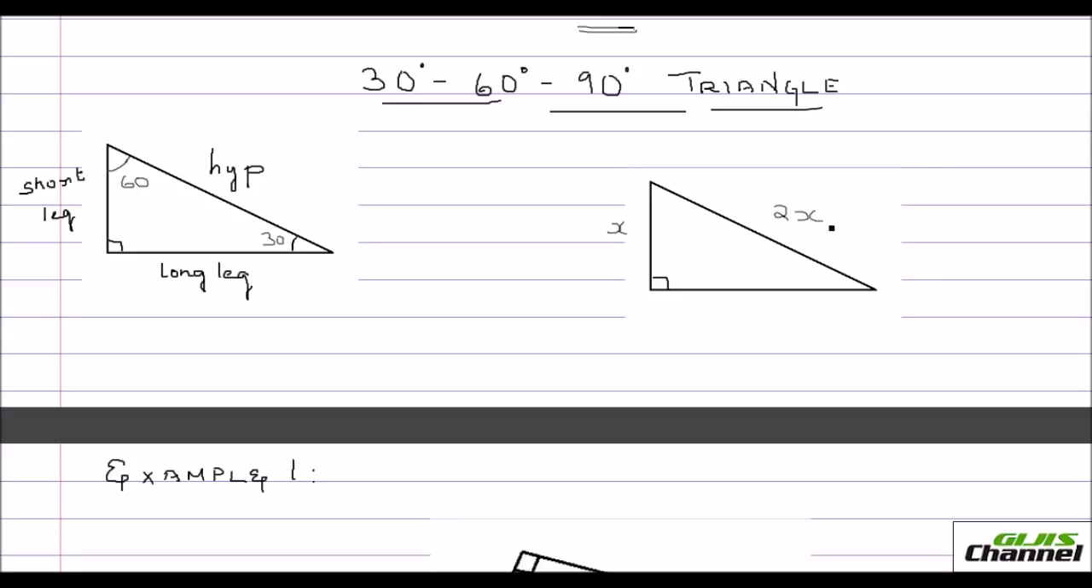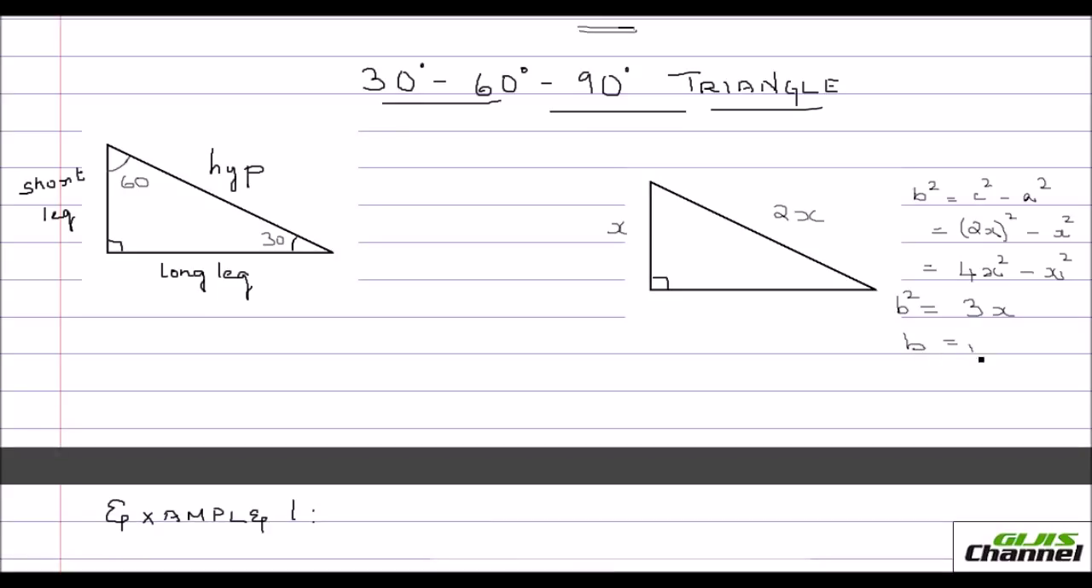So that would be 2x. And the third side, of course, you can find using the Pythagorean formula. So that is going to be b square is equal to c square minus a square, right? This c square is 2x the whole square, and your a square is x square. So that's going to be 4x square minus x square, which is 3x square. So your b square is 3x square, and hence your b would be square root of 3x square.